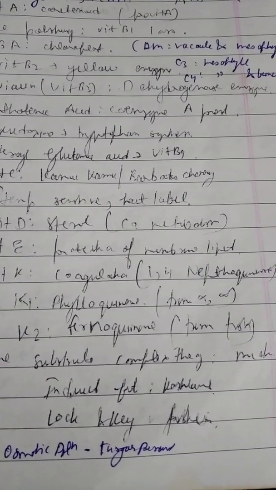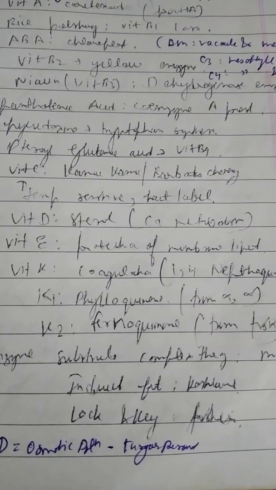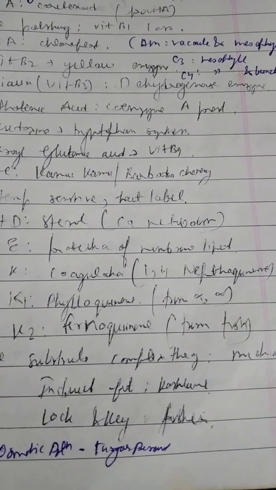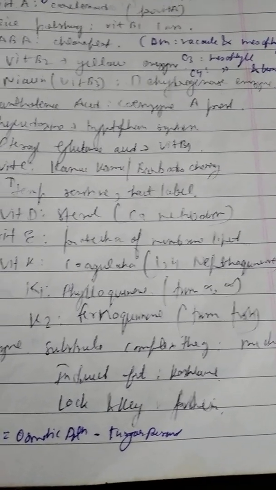Vitamin K is for coagulation, and it is 1,4-naphthoquinone. Vitamin K1 is phyloquinone. It is isolated from alfalfa. And vitamin K2 is fernoquinone, and it is isolated from fish.